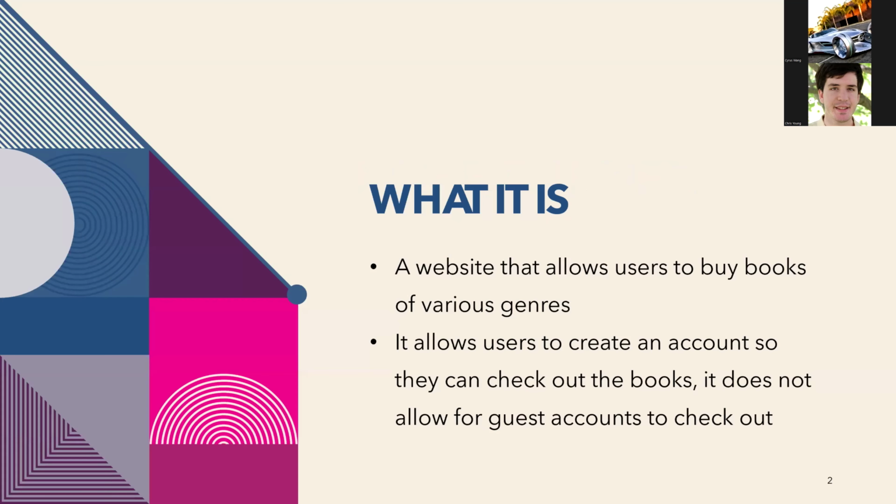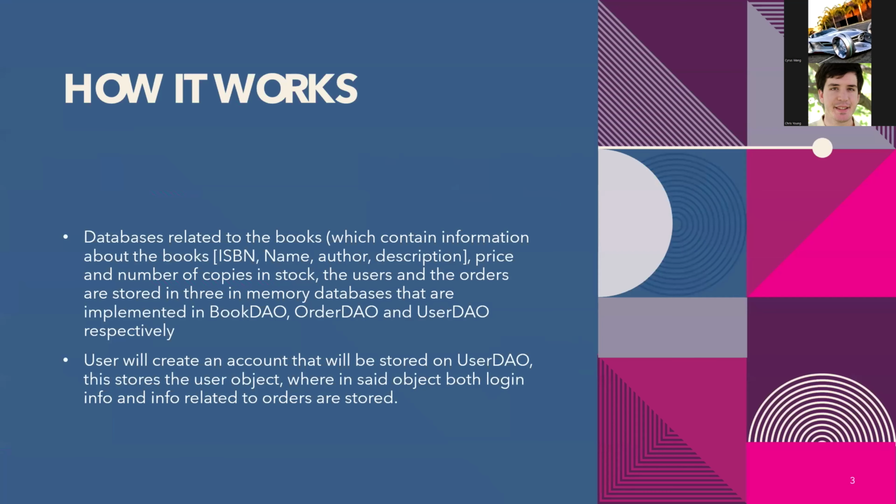So, what is Page Turners? Page Turners is a website that allows users to buy books of various genres. It allows users to create accounts so they can check out the books. And it does not allow for guest accounts to check out, of course. How it works is that it stores data on three separate databases: a book database for books, a database for orders, and a database for users.